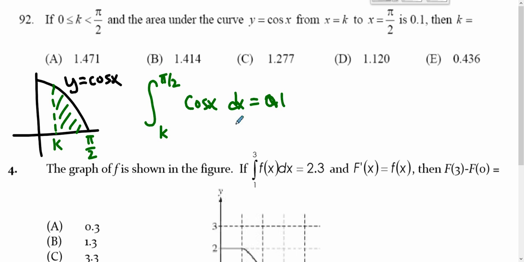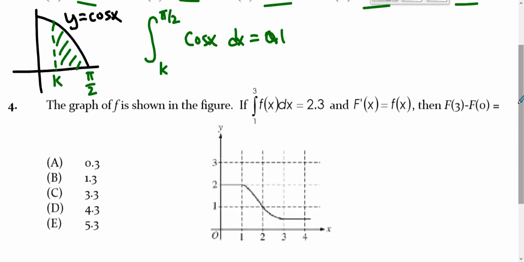So the integral from k to pi over 2 of cosine x dx is 0.1. So I'm going to ask you to remember antiderivative, substitute, subtract. You can do that, or failing that, because this is a calculator active question, you can tell all the choices have decimal answers. You can just try those different values for k and see which one gives you the area of 0.1.